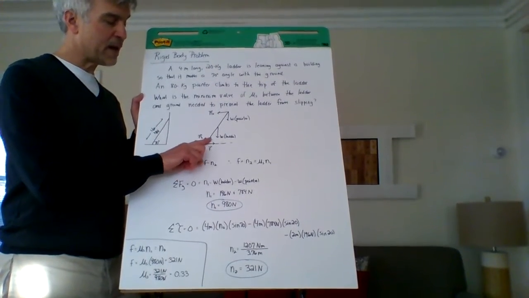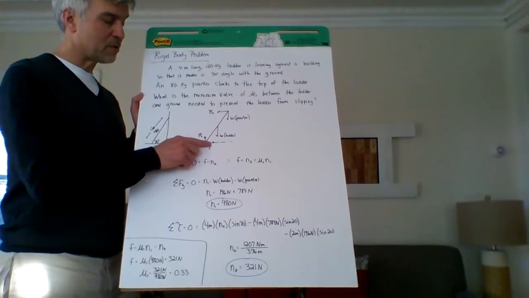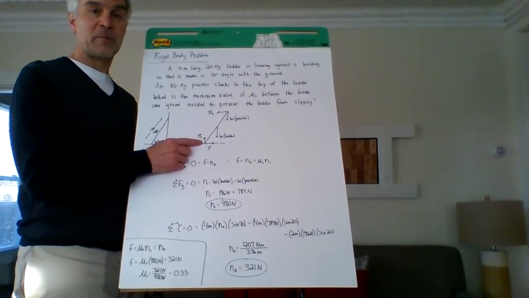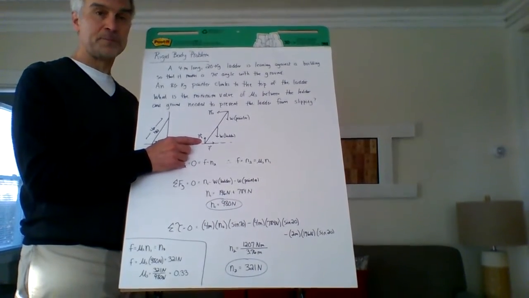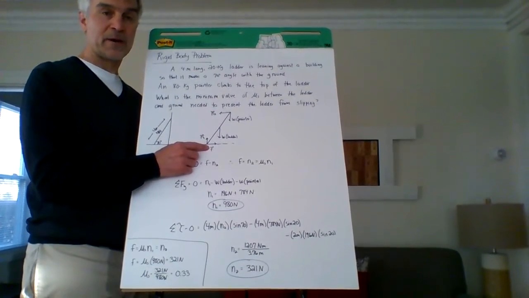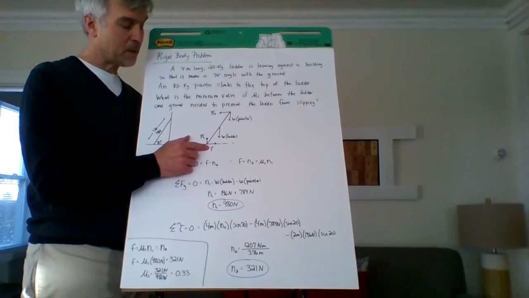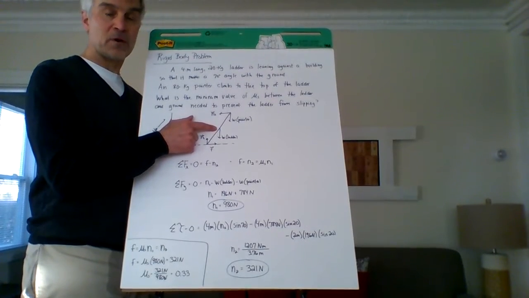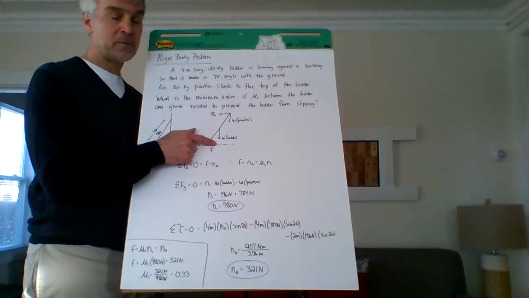So here's the ladder, and here's the ground. The ground is going to apply a normal force to the bottom of the ladder. We're going to call that N1. There's also a frictional force between the ground and the ladder, which we labeled F. At the center of gravity of the ladder, the weight of the ladder is pulling it down.